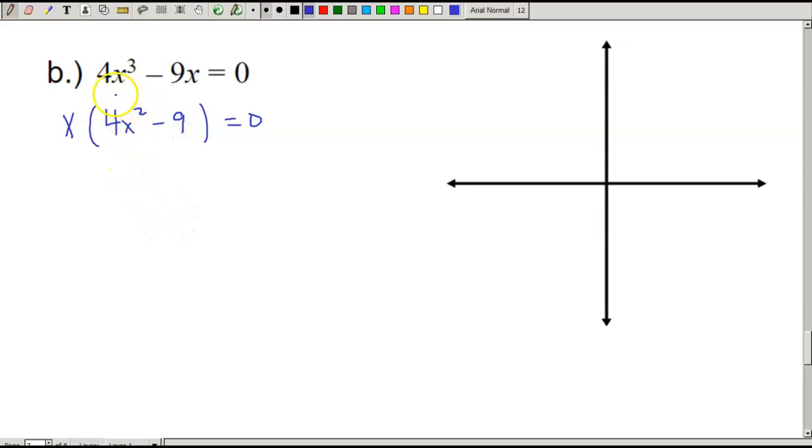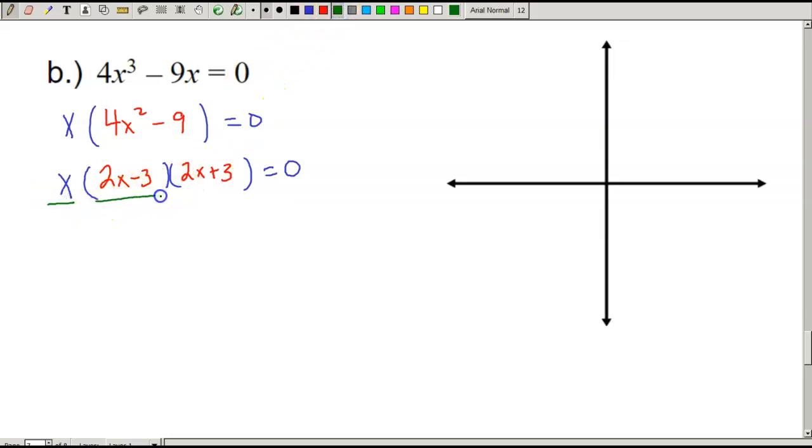Now, this right here is the difference of two squares. So this is going to become x, and I can actually break that up into 2 more parentheses. And that's going to become 2x minus 3 and 2x plus 3. So we can break that down further. Now we've factored it completely, and now we're going to solve it using that zero product property.